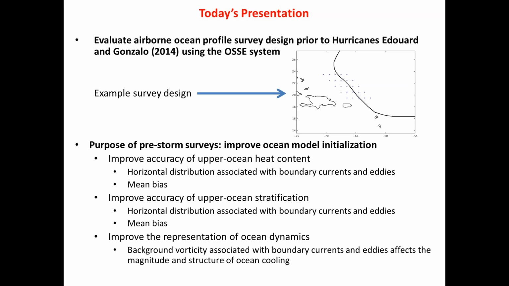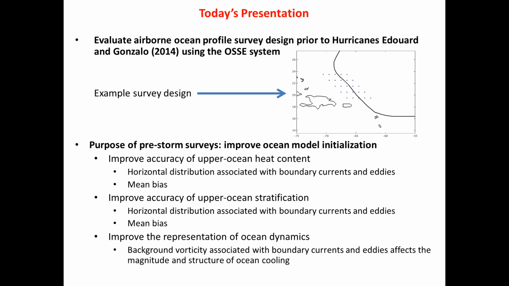Our ultimate goal is to evaluate airborne ocean profile survey design using the OSSI system. An example survey design is shown here that I'll talk about later, where we basically collect synthetic AXBTs or AXCTDs at those locations shown, in this case for Hurricane Gonzalo. Then we evaluate the additional error reduction due to the airborne surveys to see to what extent they improve the ocean model initialization.